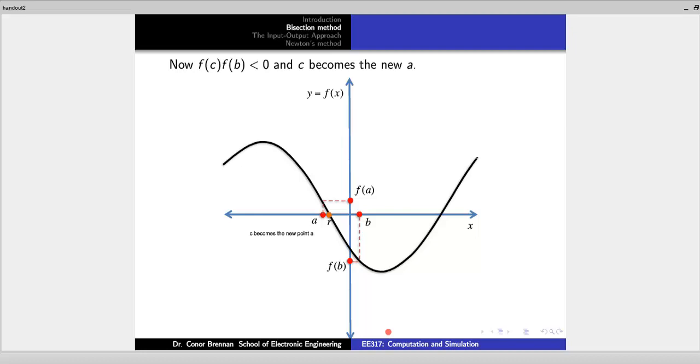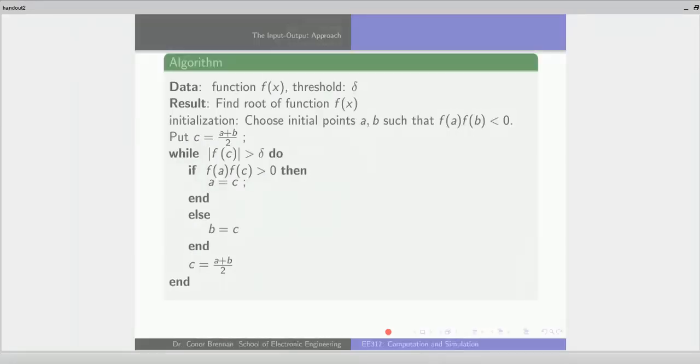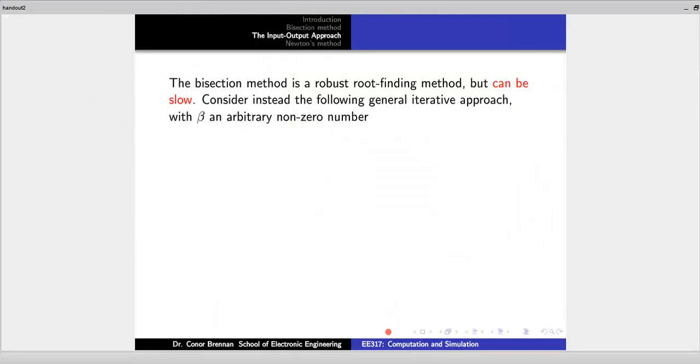So the problem is it's quite slow. It's not as fast as it could be. And so instead, if you want to make something more efficient, we said, well, the bisection method is good, but let's find something more efficient. Let's derive what's called the Newton-Raphson method.